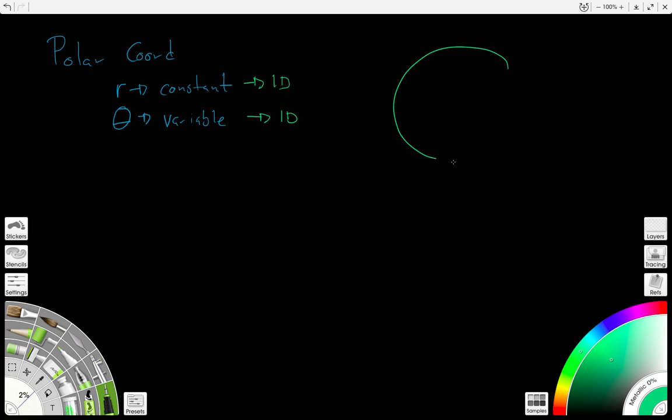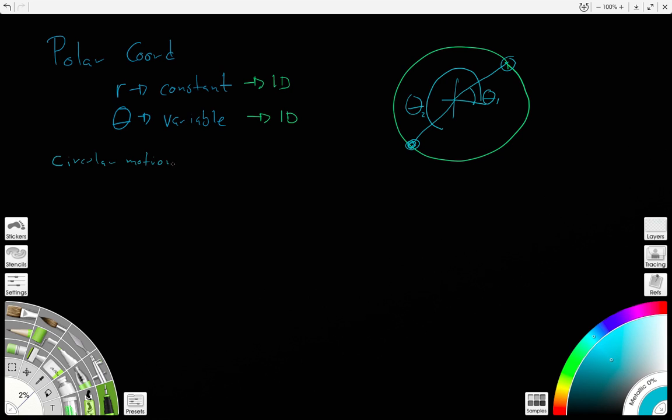So along a circular path, if my radius remains constant, the only variable that is changing is my angle with respect to my origin, correct? So this is theta 1, this is theta 2. As you can see, circular motion is one-dimensional motion.